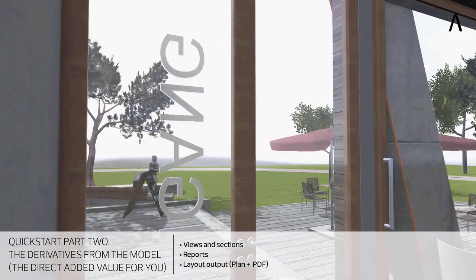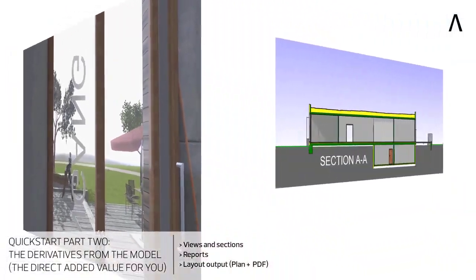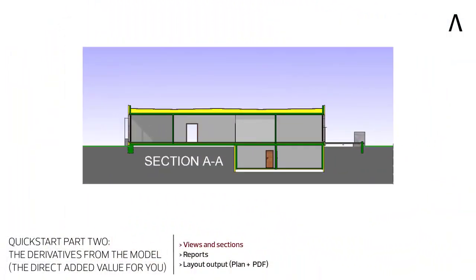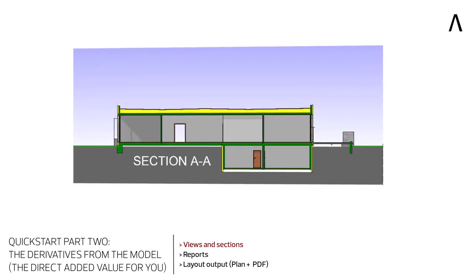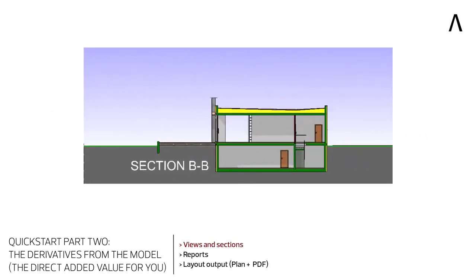In the ALLPLAN Quick Start, we focus on the following derived objects: views and sections that ALLPLAN automatically generates from the model data and that you can generate with your very personal handwriting.